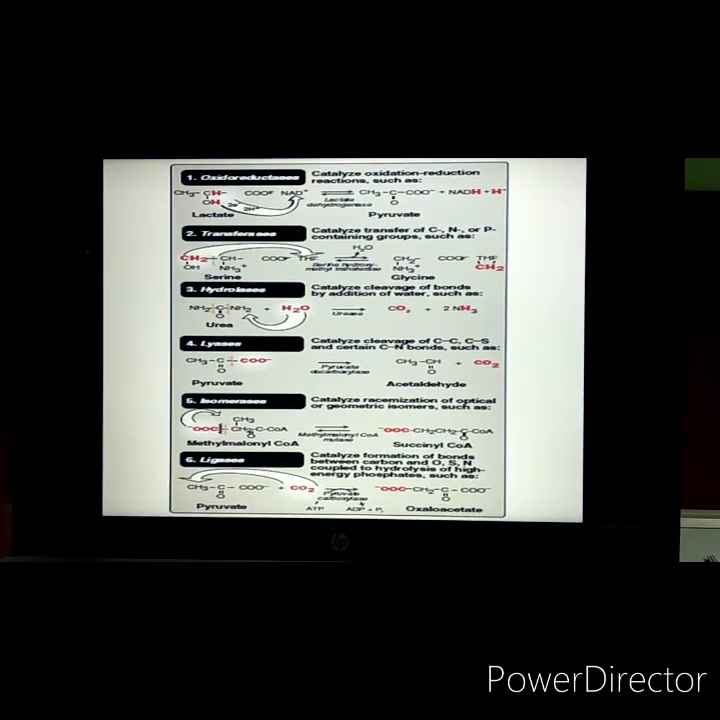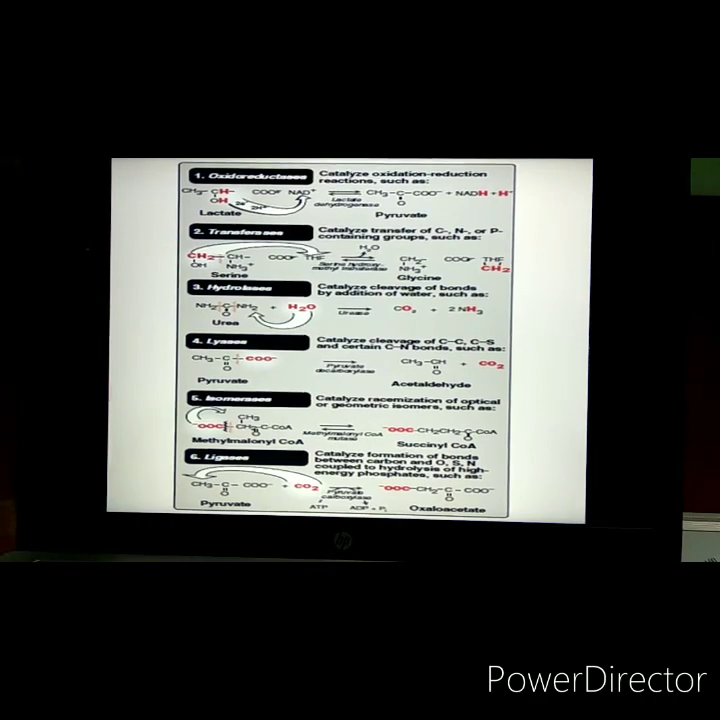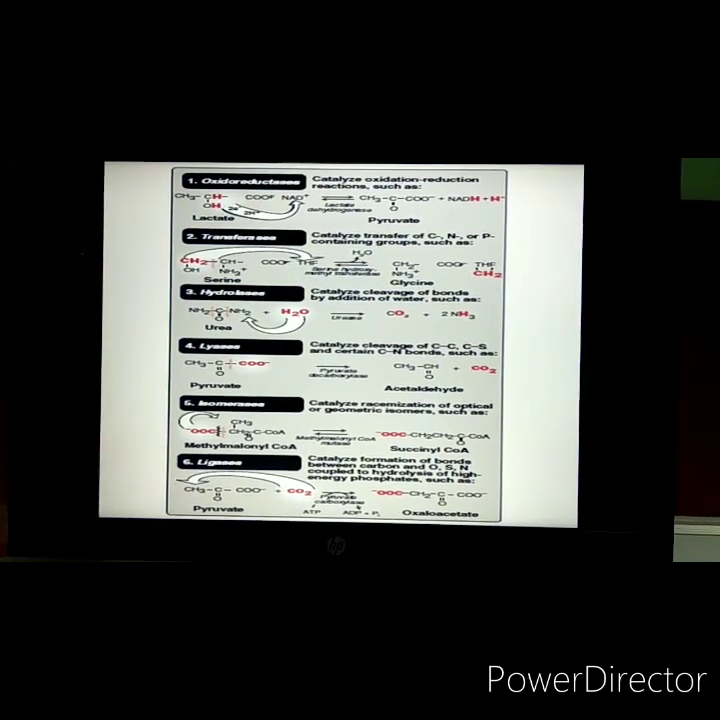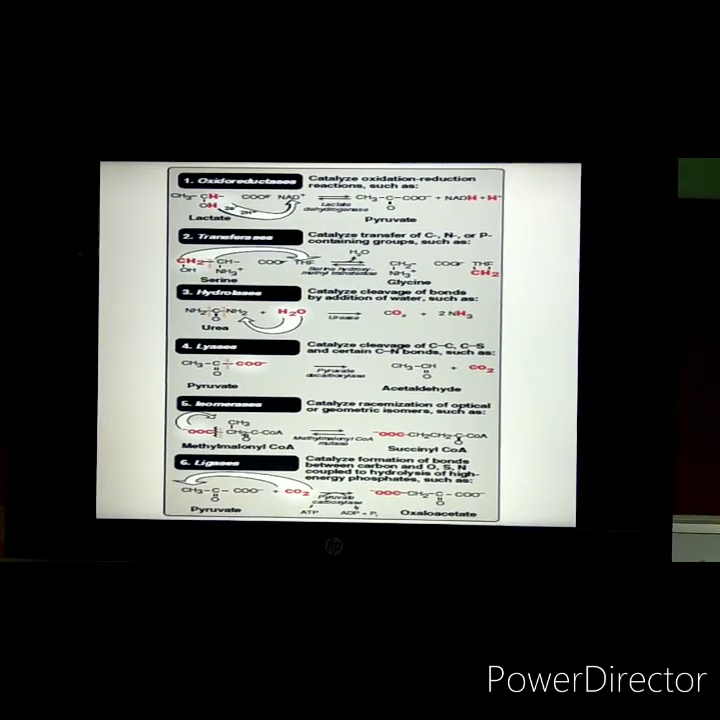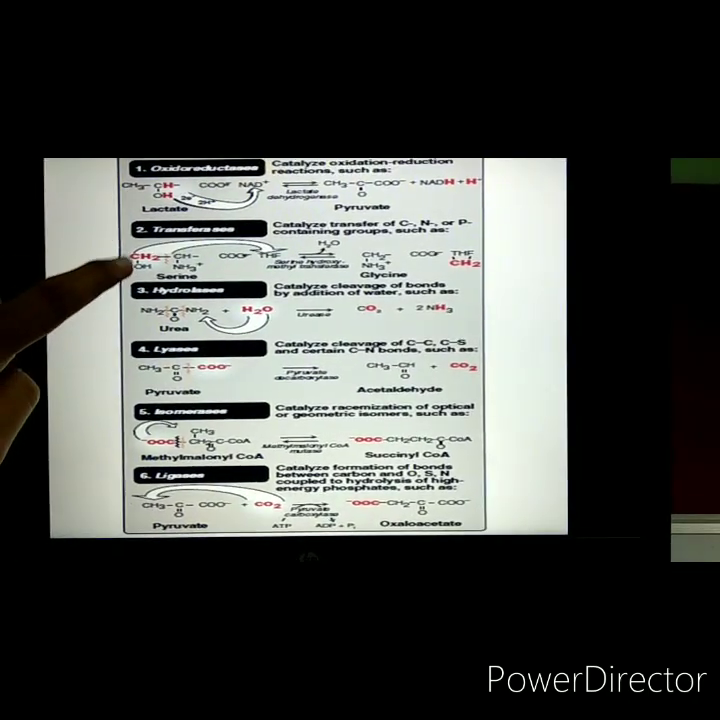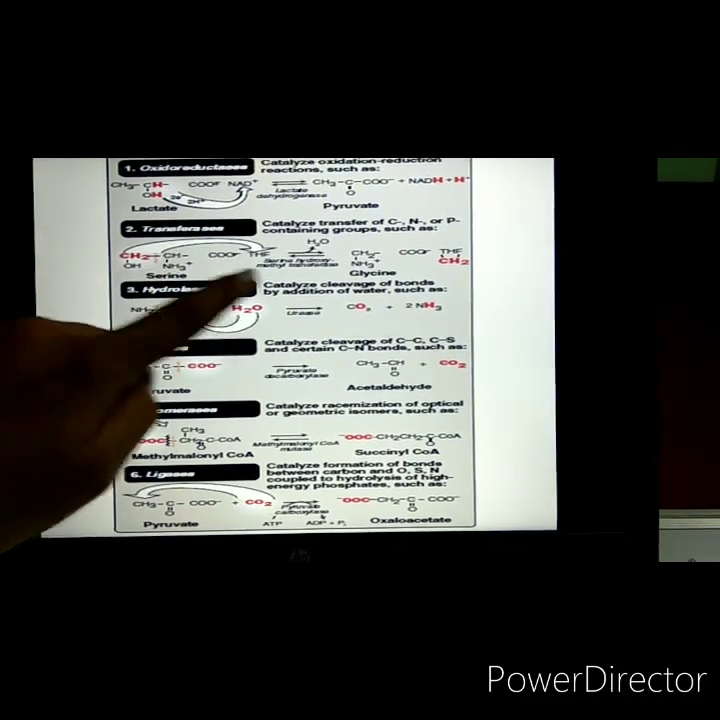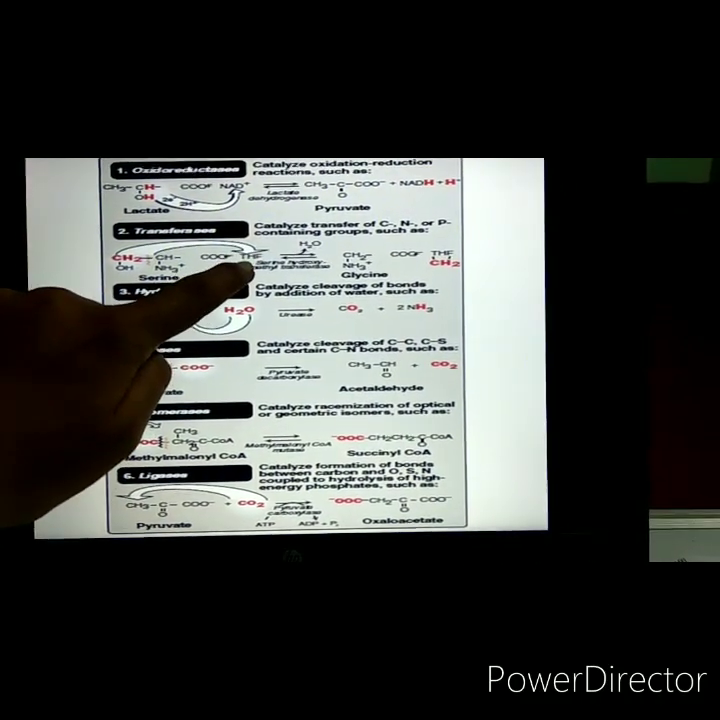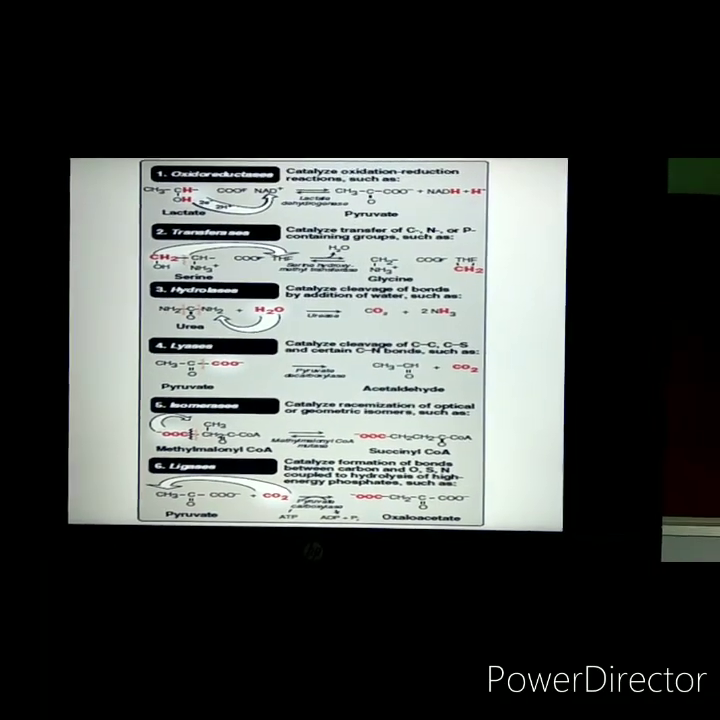Next is transferase enzymes. The name indicates that they transfer a group of substances or group of molecules from one substance to another substance. Here you can clearly see there is a transfer of a methyl hydroxyl group from the serine molecule to tetrahydrofolate. This THF is tetrahydrofolate.